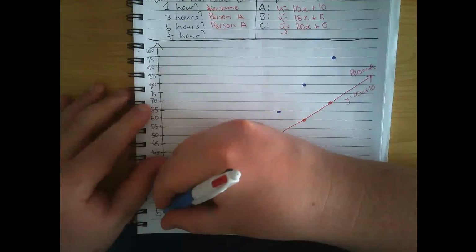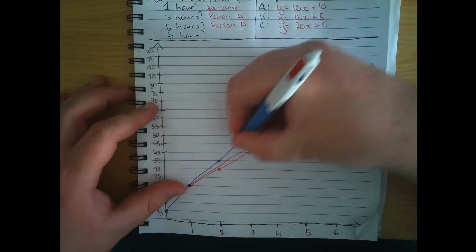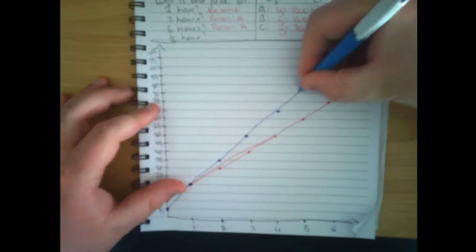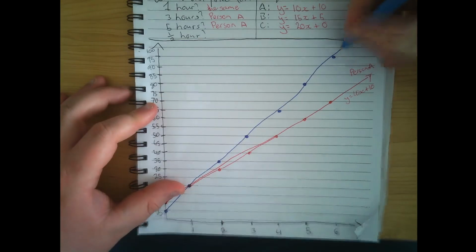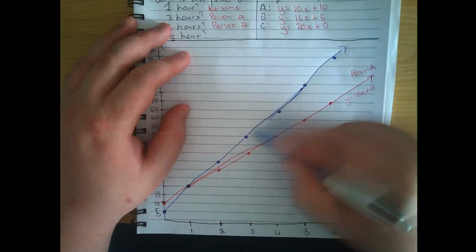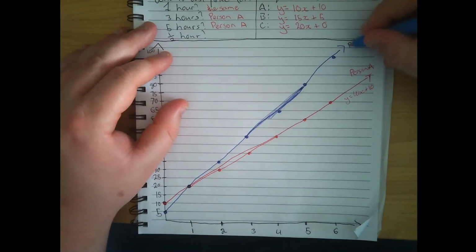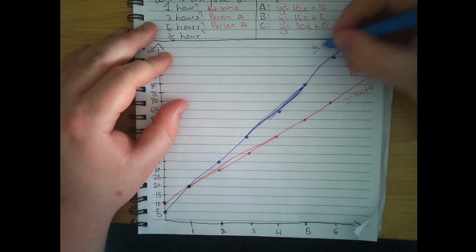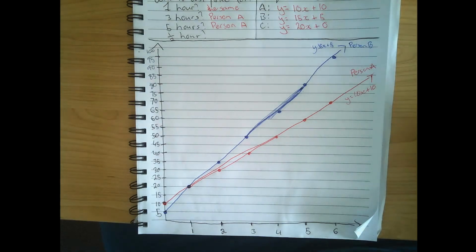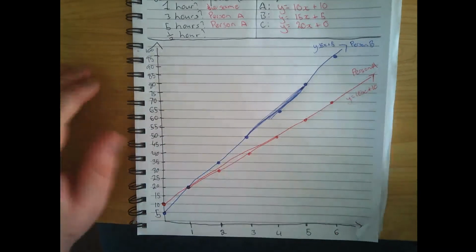So again, I'm going to draw a line through there. Again, hopefully you would have a ruler to do this. Oh. Let's just pretend that that's straight. Right? Nice straight line. This is person B, which is y equals 15x plus 5.